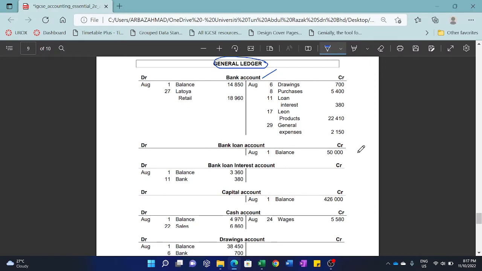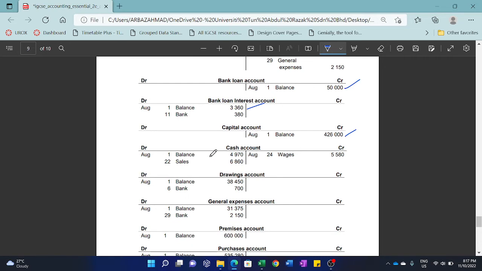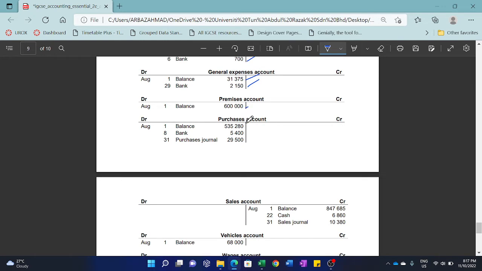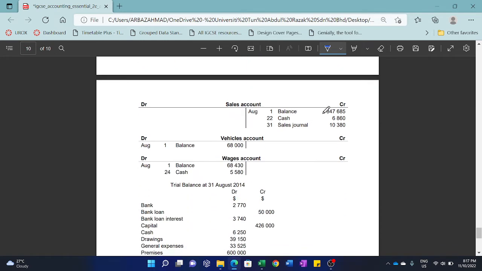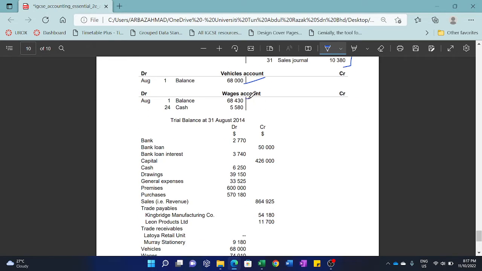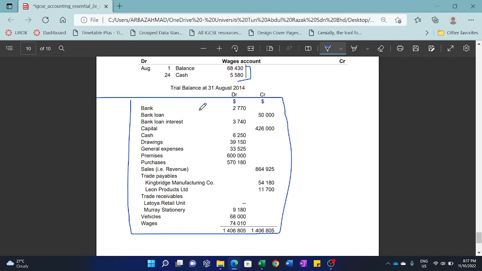Bank loan is a liability, interest is an expense, so debit. Capital, cash, drawings, expenses, premises, purchase account is an expense, sales account is income, asset, expense, and then we transfer all the items into the trial balance.